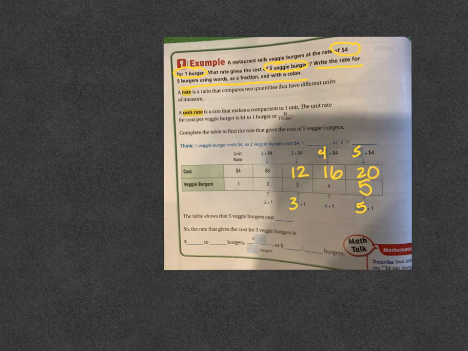The table shows that 5 veggie burgers cost us $20. So the rate that gives the cost for 5 veggie burgers is $20 to 5 burgers, $20 for 5 burgers, $20 to 5 burgers.